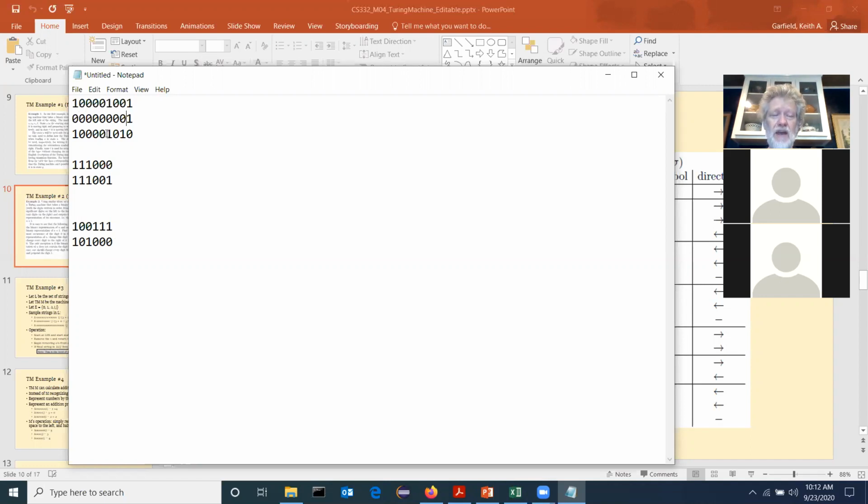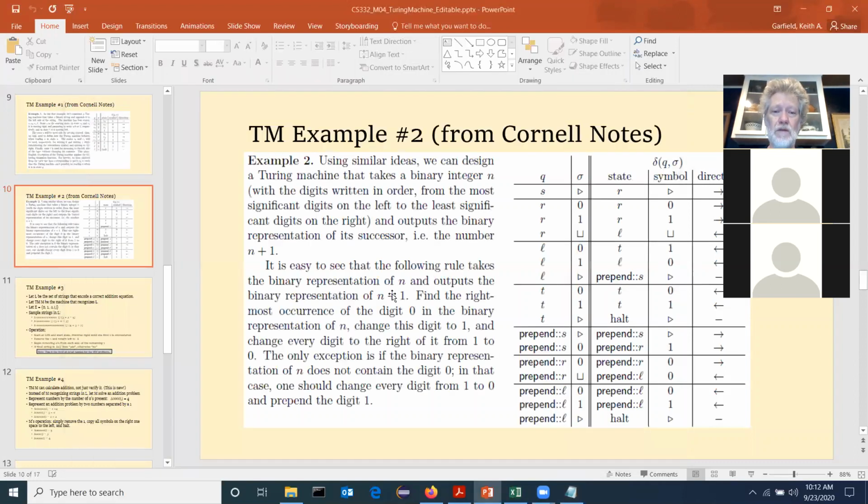computations. But the end result was you took the rightmost 0 and flipped it to a 1, and then if there were any 1s behind it, you flip those to 0, and that's what the author's taking advantage of here.